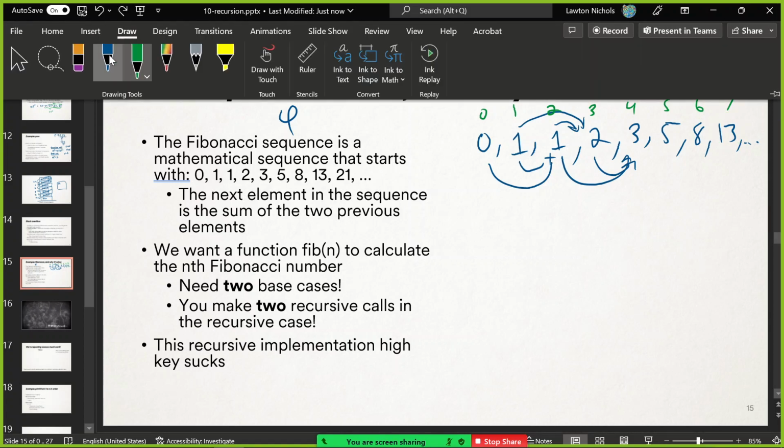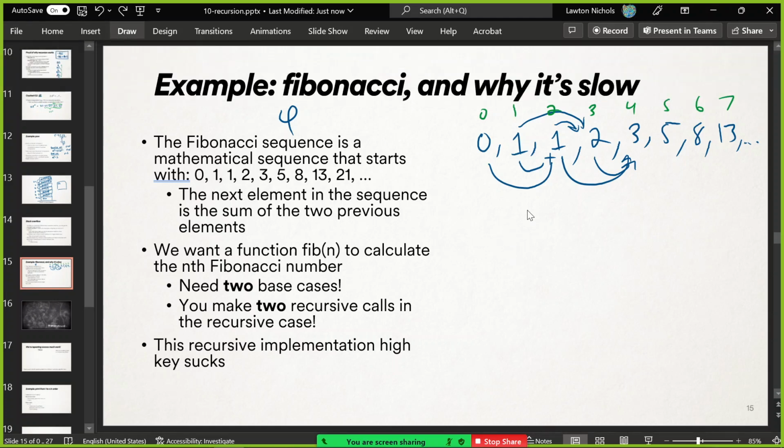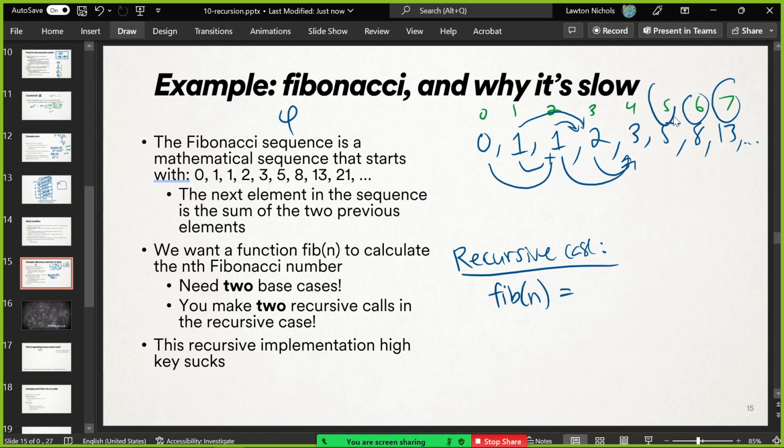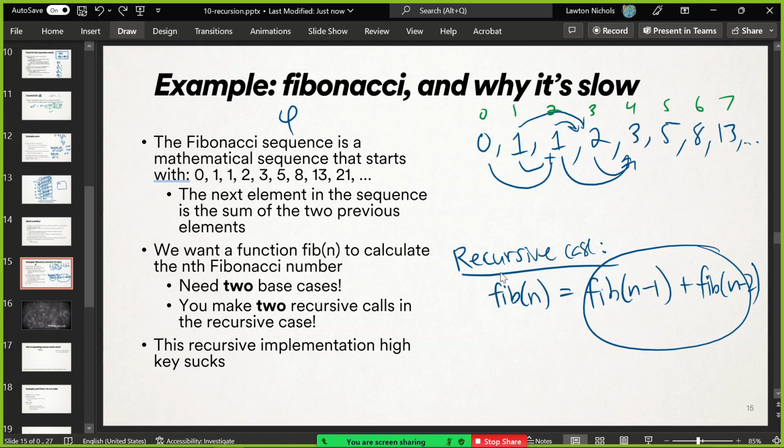And this is a recursive problem, because look at how beautiful and easily this falls out. Recursive case. If you ask me for fib of n, the nth Fibonacci number, well, what is fib of 7 but fib of 6 plus fib of 5? Generalizing that, fib of n is equal to fib of n minus 1 plus fib of n minus 2. Does that make sense? That's the recursive case. Just the 2 previous elements of the sequence makes the next one. That just falls out immediately.